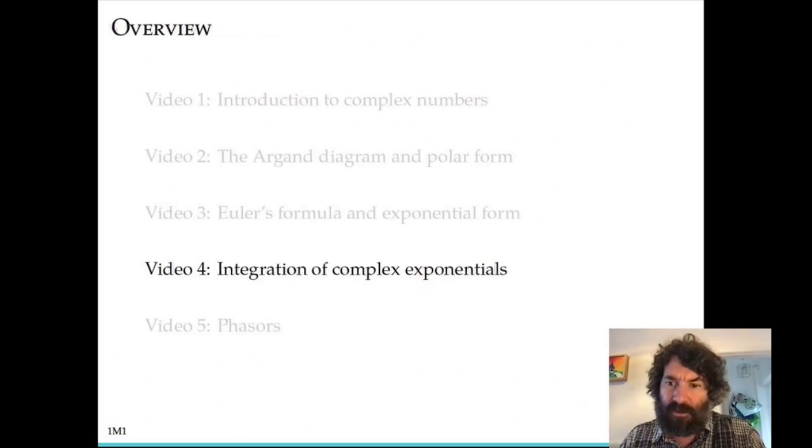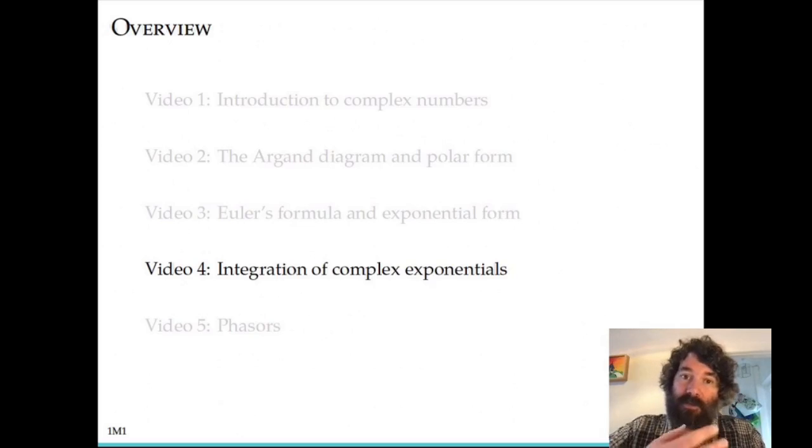It's the end of this video. In the next video, I'm going to discuss using the exponential form again to do some integrals, so integration of complex exponentials.